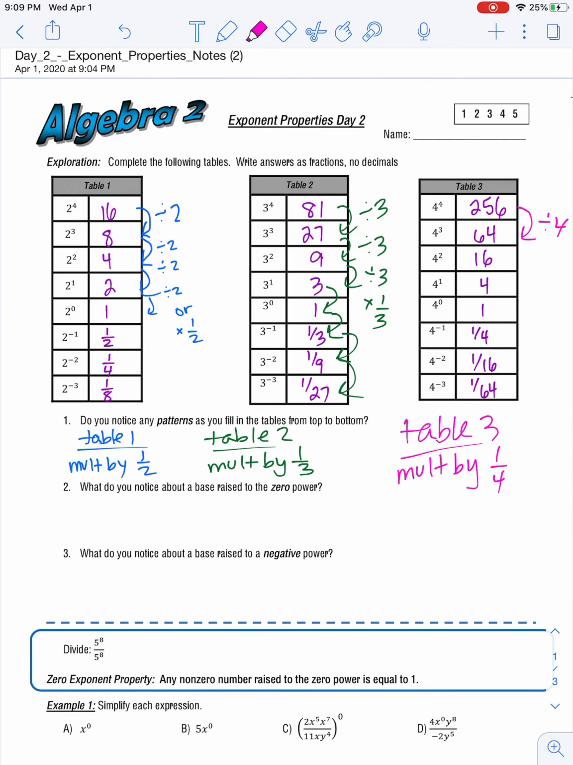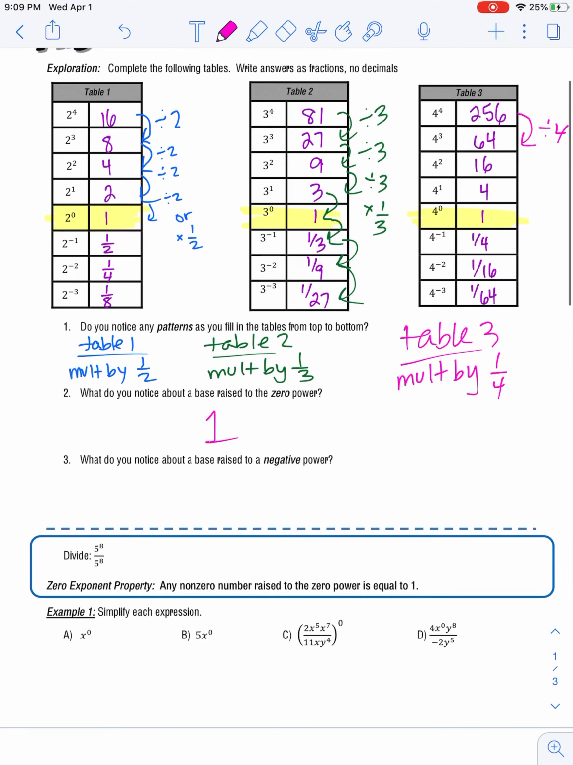So the next question is, what do you notice about a base raised to the 0 power? In each table, I'm going to highlight when we had the number raised to the 0. And following each of those patterns, you can see that in every table, we ended up with a 1. So I'm just going to put a 1 here. So anything to the 0 power is 1, and that's the first property we'll look at today down below in just a few seconds.